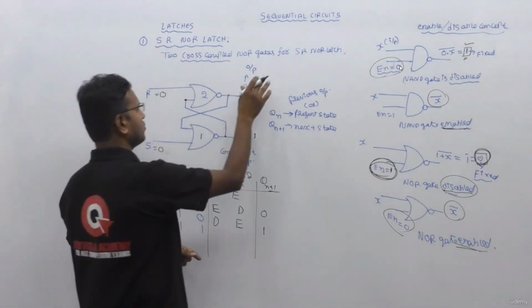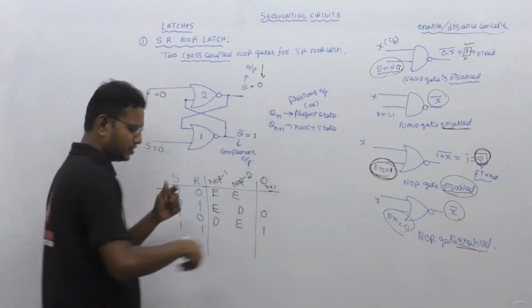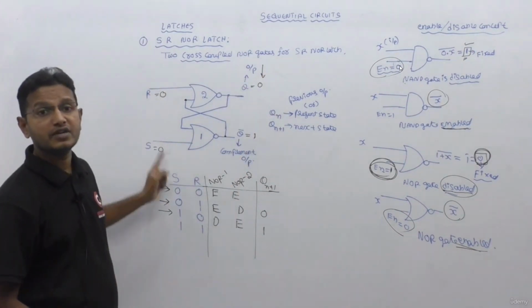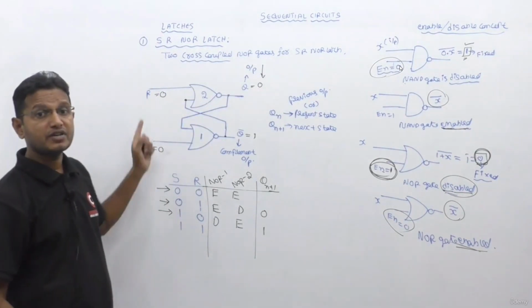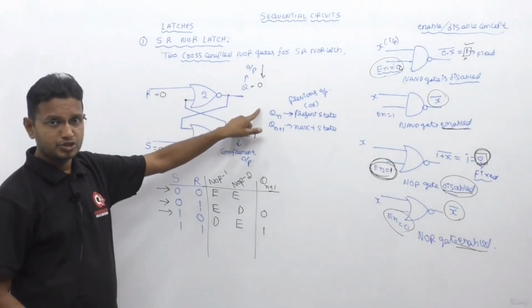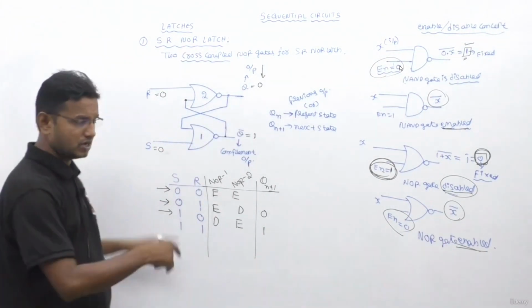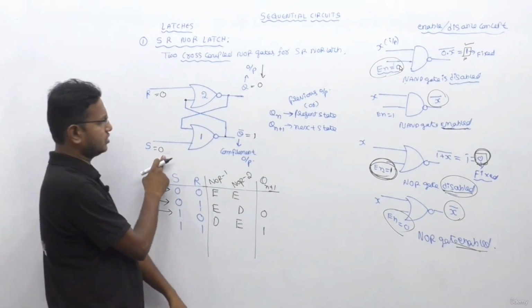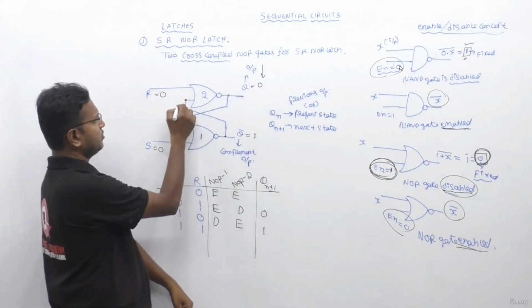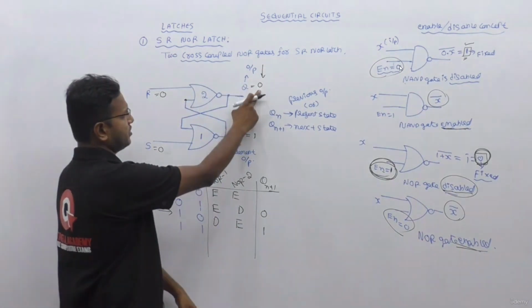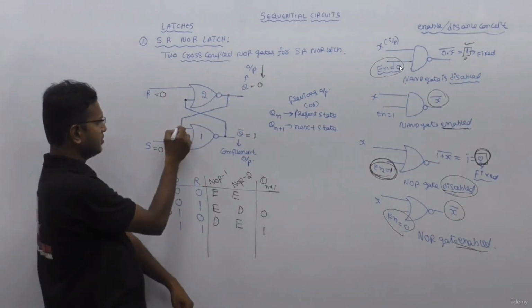I am watching whether the output is changing or not after giving the inputs. Before giving the inputs, the q is 0. After giving the inputs, I have to check whether the output is changing or not. Let us do the analysis. So s equal to 0. Q bar is 1 because the output should be the complement. So this 1 will go here, and this 0 will come here.